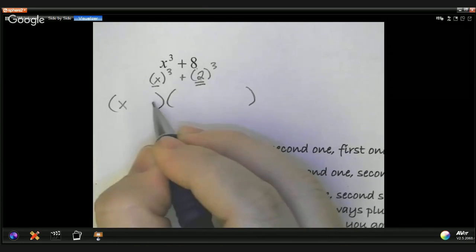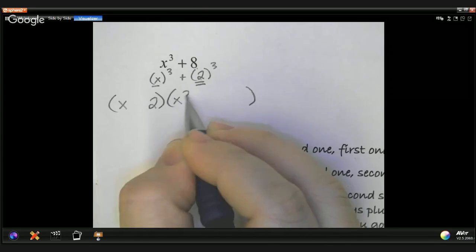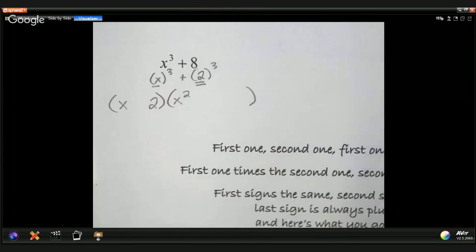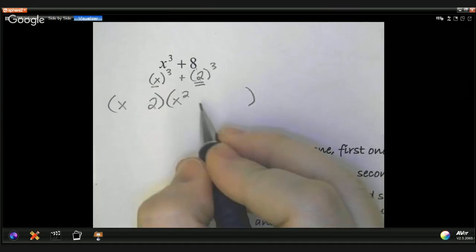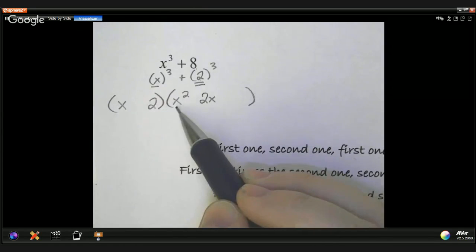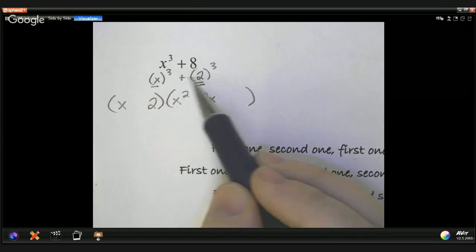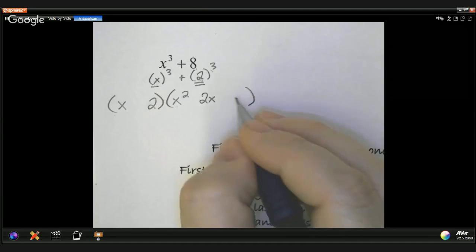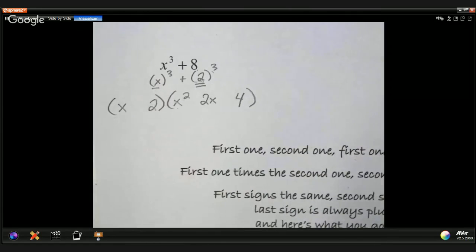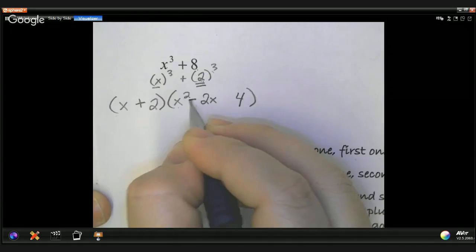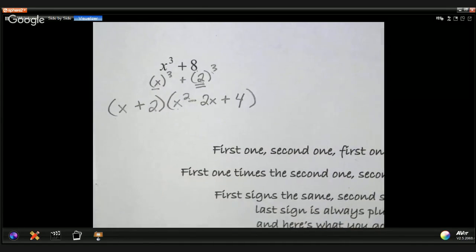First one, second one, first one squared, first one times the second one. Now, I'm not going to write x2 because when I multiply those, that would be 2x. So again, first one squared, first one times the second one, second one squared. Well, 2 squared is actually 4, so you do the little bit of math there. First sign's the same, second sign's not, last sign's always plus, and here's what you got.